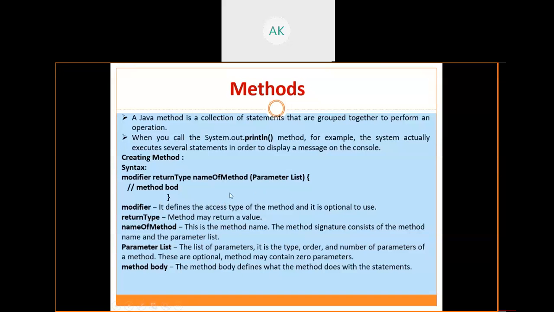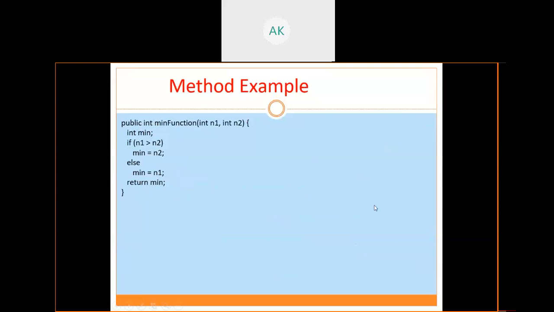A method may or may not have the parameter list, and then we write the method body, that is the logic which we want to build within that particular method. So this is how we are going to define the method. For example, I have written the modifier as public, then return type as an integer, and then the function name as min function, where I'm passing some parameters, that is int n1 and n2. So we can say that this is a parameterized method, right?